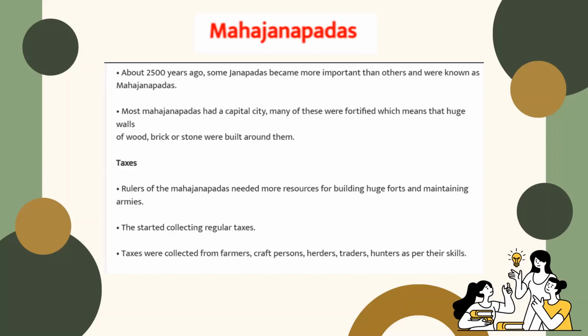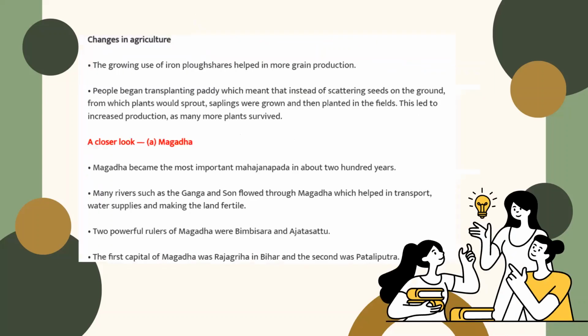The Rajas who ruled the Mahajanapadas also used to collect taxes. The taxes were collected because they needed resources for building these huge forts and also maintaining armies. So they started collecting these regular taxes. And from whom were they collecting these taxes? They were collecting these taxes from farmers, craftspersons, herders, traders, hunters, as per their own skill.